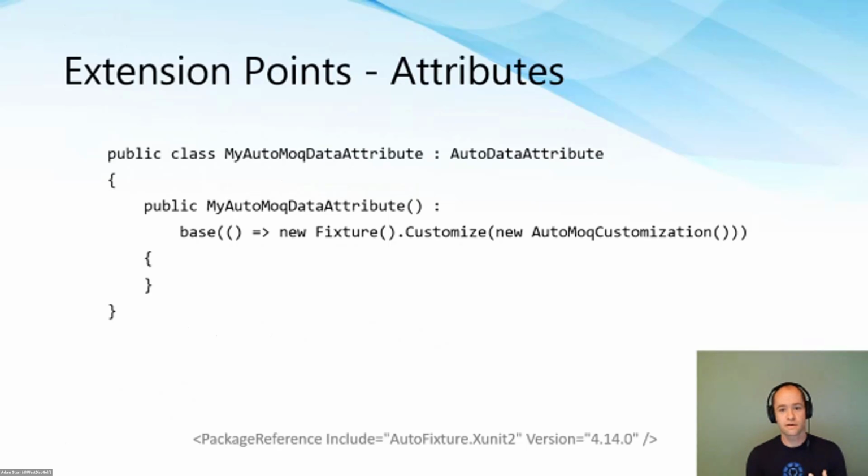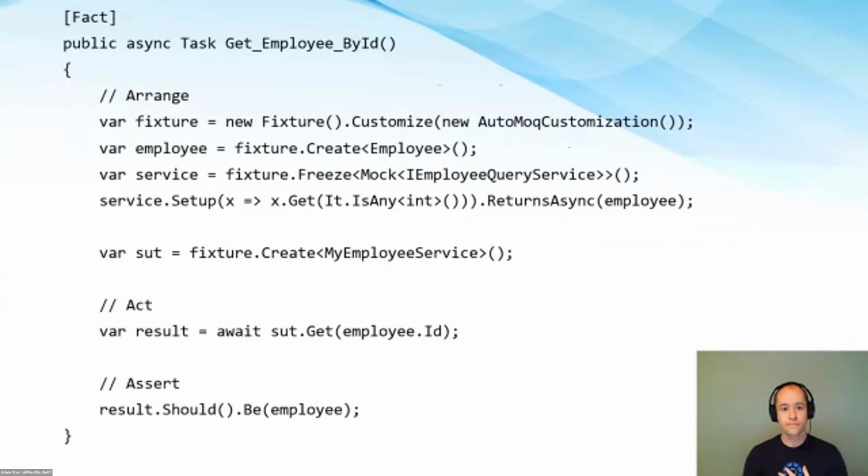So we derive a new attribute from the AutoData attribute. And again, as we've seen before, we're passing in the new fixture, which we've seen previously. We're customizing it with the new customization, which we'd previously seen on a slide earlier. And now we can get to use that, and the power of AutoMock with XUnit combined gives us a lot of flexibility.